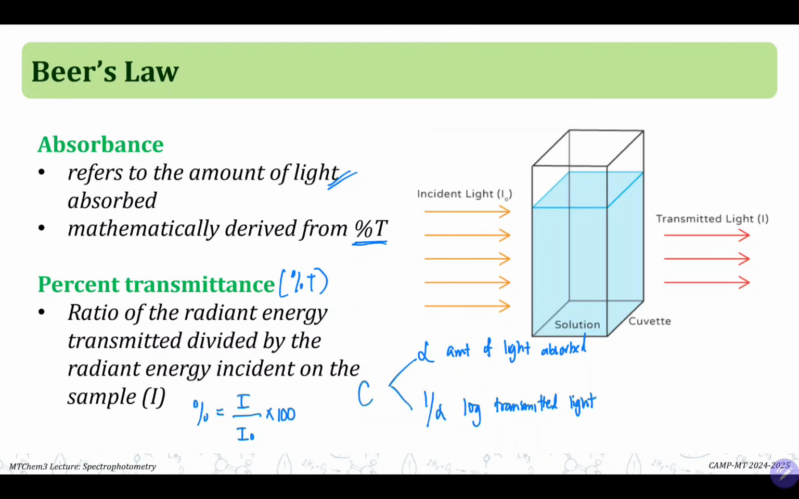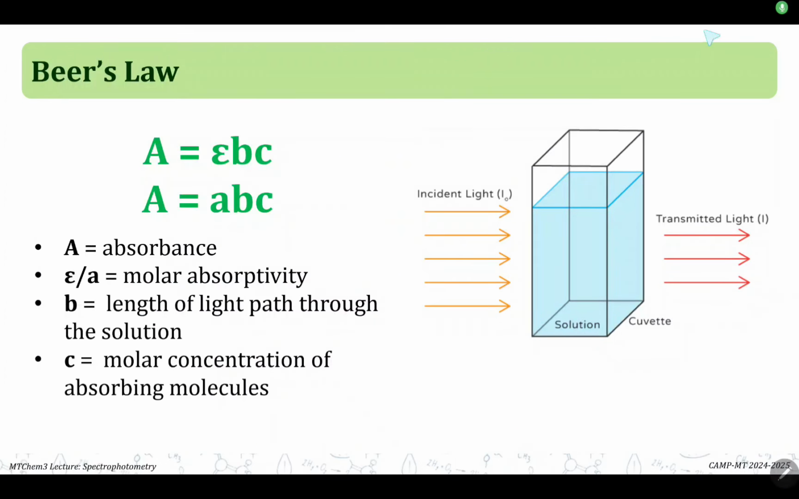Now, your absorbance can also be defined as the negative logarithm of percent transmittance. So, based on our derived equations, we can also create a general formula for absorbance as A equals abc, wherein the capital letter A is for absorbance, and the small letter a, in other references, can also be represented as epsilon, which refers to the molar absorptivity. Your b, in other references, can also be l. Okay? This refers to the length of light path through the solution. And your c, or small letter c, refers to the molar concentration of absorbing molecules.